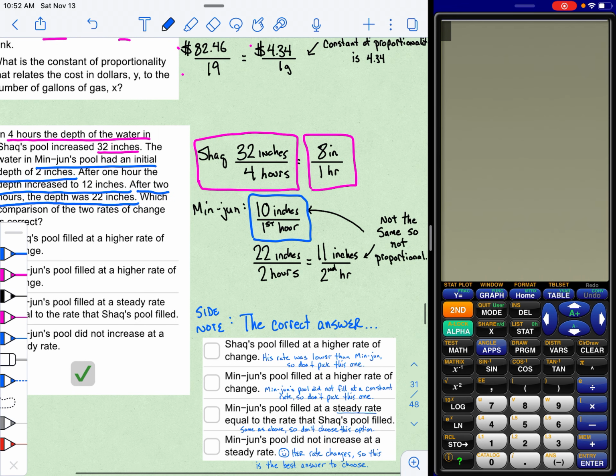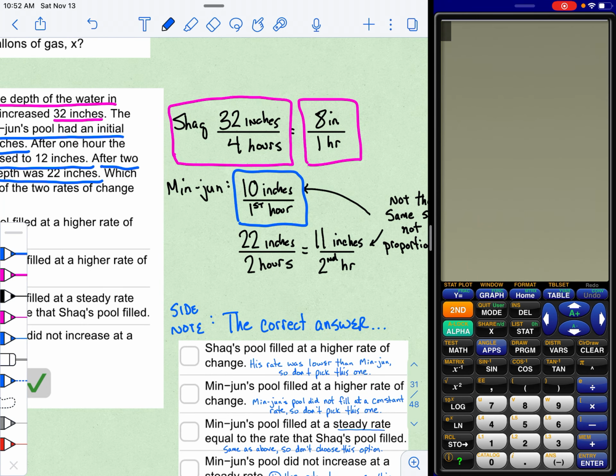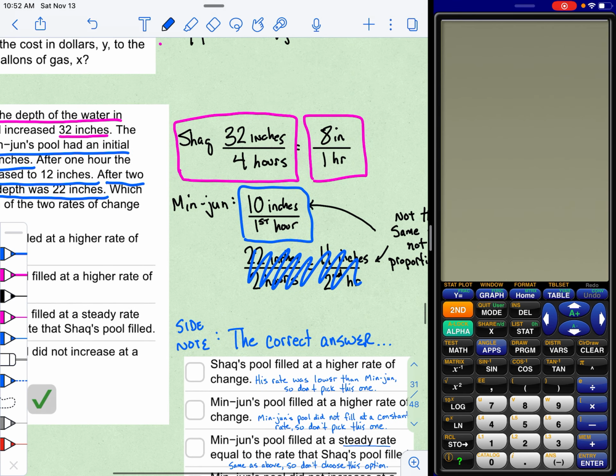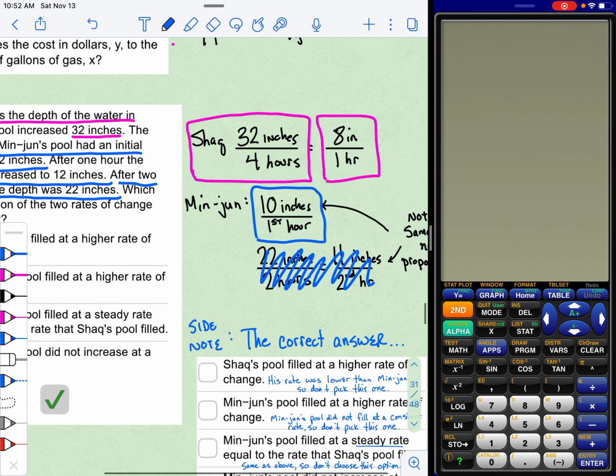Okay, so that's still... Oh, look at my notes. That's bad. So let's get rid of this. What I think I see is after 2 hours, the depth was 22 inches. So it went up another 10 inches. So my notes are actually incorrect. You should change those. So this is still 10 inches in the first hour.